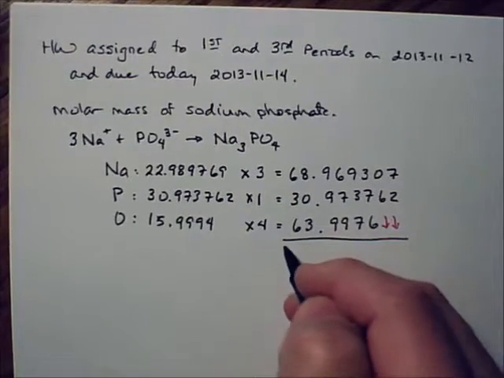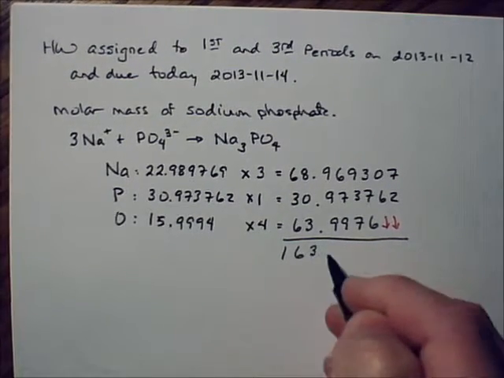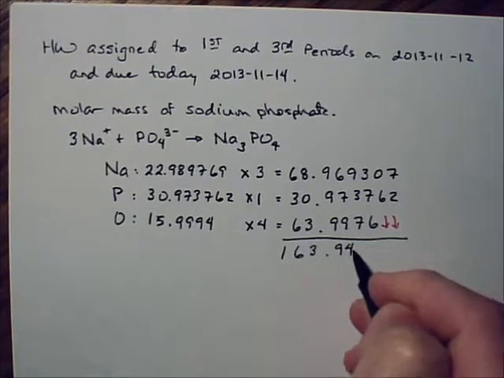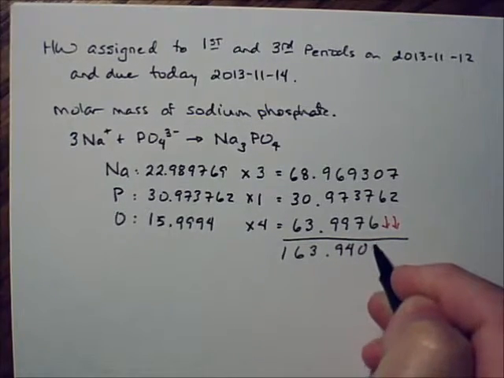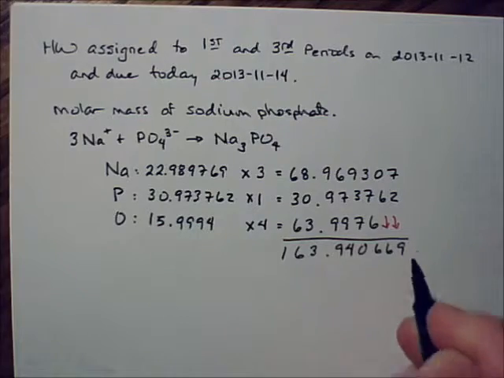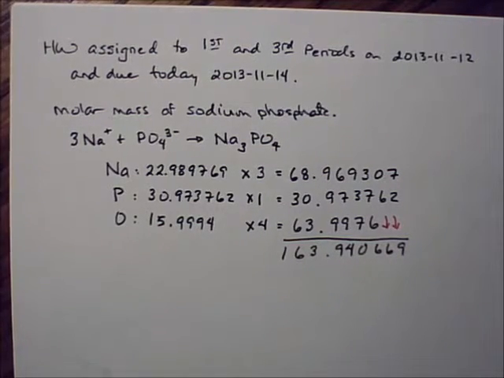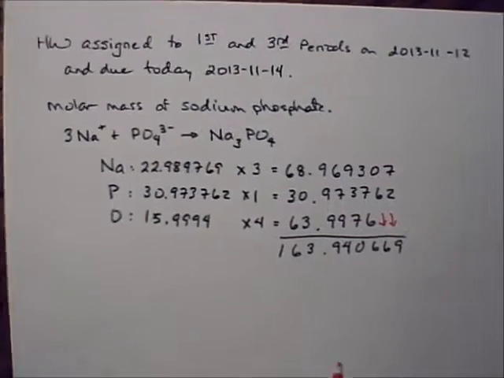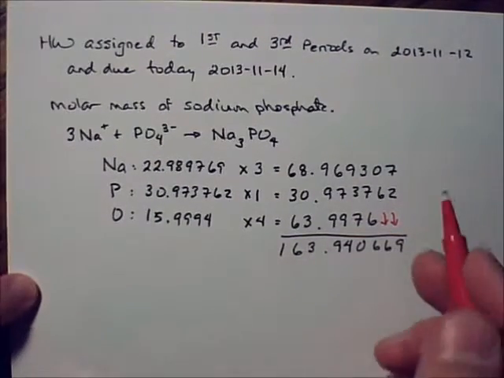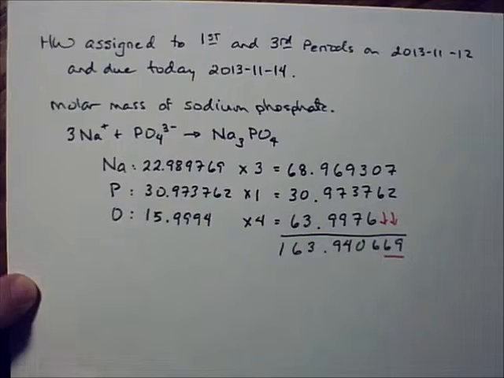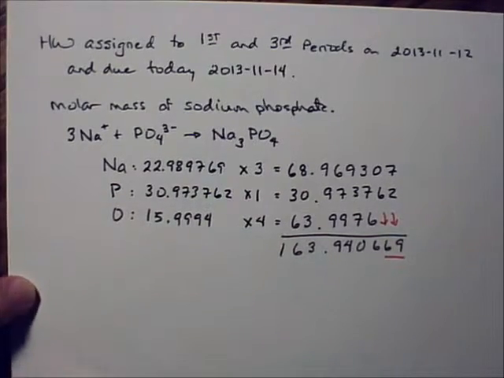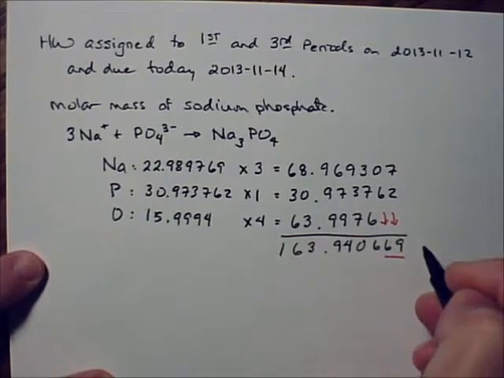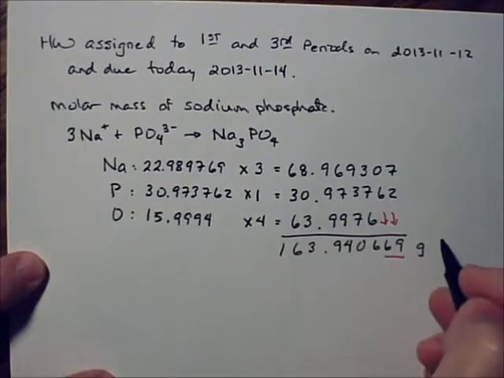And it's 163.94300669. Because I have two digits on the right that result from unknown digits, those are insignificant. You have to have the units. This is grams. Have to have the species. This is sodium phosphate.